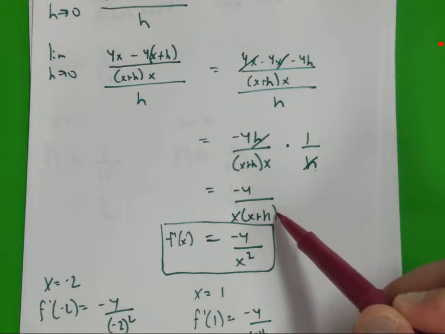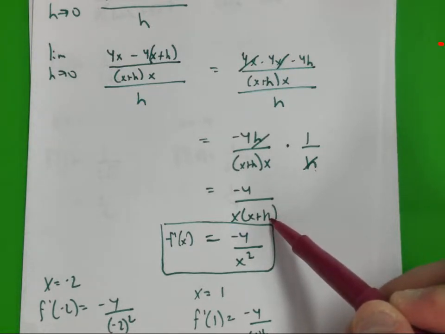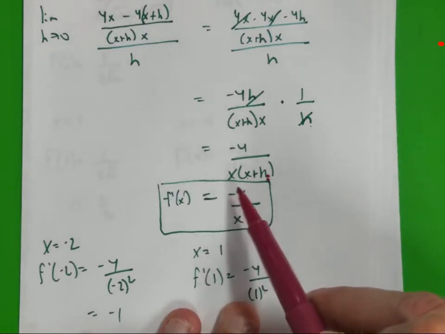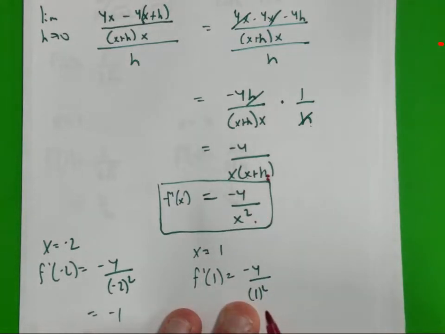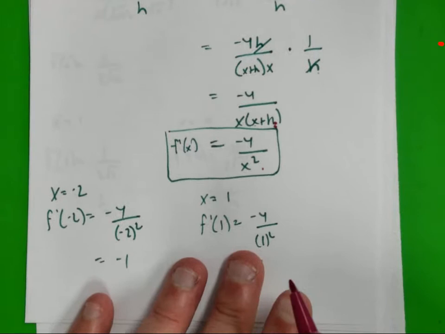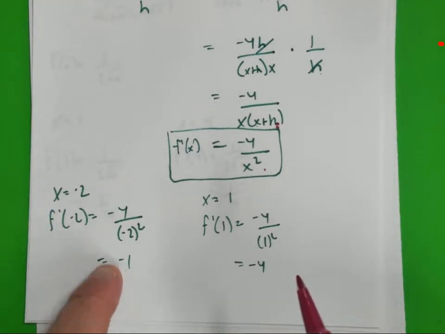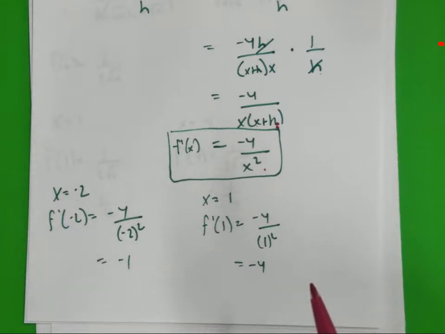Negative 4 over this. Well, now I'm going to apply direct substitution. I plug 0 in for h. x plus 0 is x. x times x is x squared. So my f prime equals negative 4 over x squared. That is my derivative. So what is going on at x equals negative 2? f prime of negative 2 is equal to negative 1. f prime of 1 is equal to negative 4.